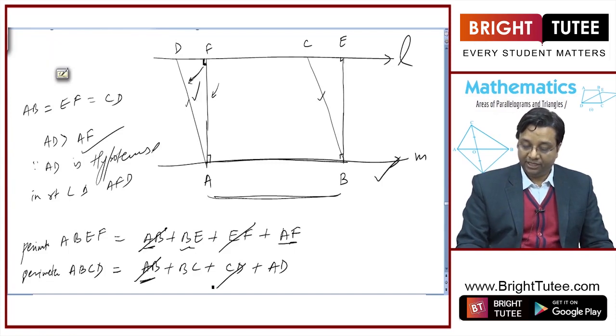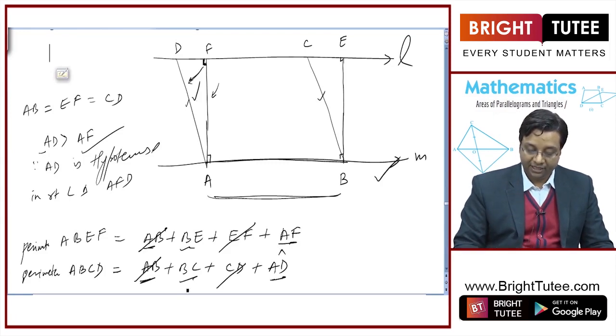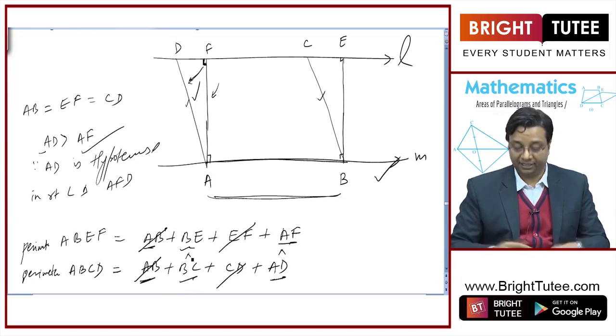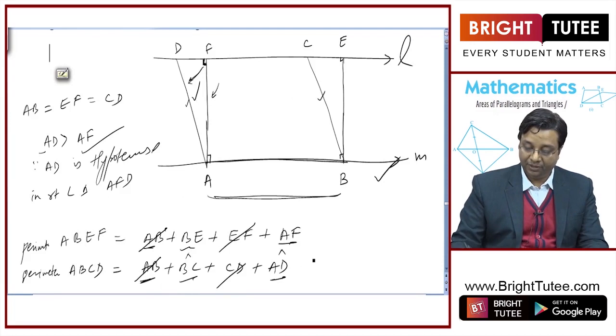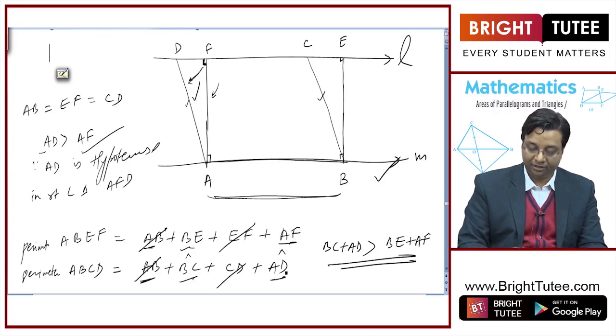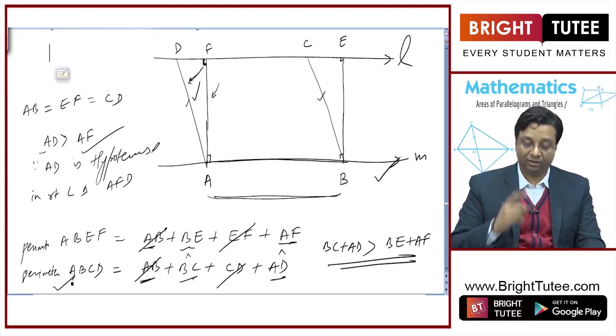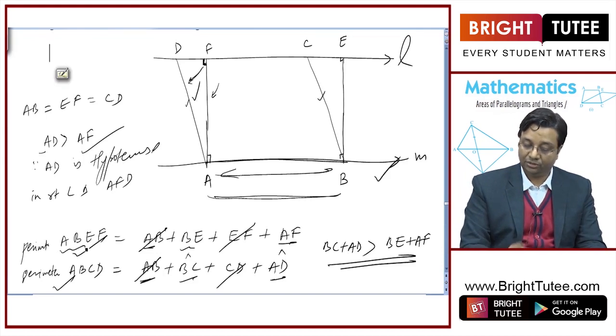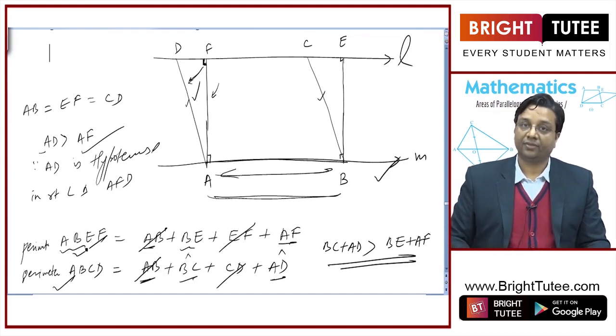Now, out of these BE, AF, BC, AD, these we have to compare. AD is greater than AF, right? Similarly, BC is greater than BE, because these are hypotenuse in right angle triangles. So, BC plus AD will definitely be greater than BE plus AF. Hence, perimeter of ABCD, which is a parallelogram on base AB, is greater than perimeter of rectangle ABEF, which is also on the same base AB. Okay.